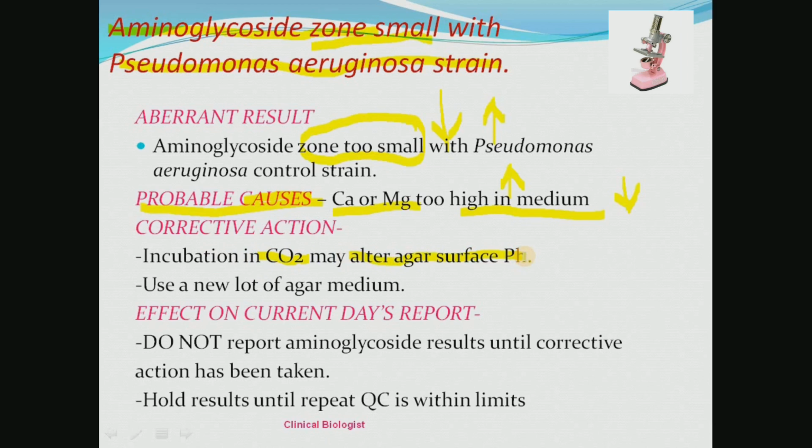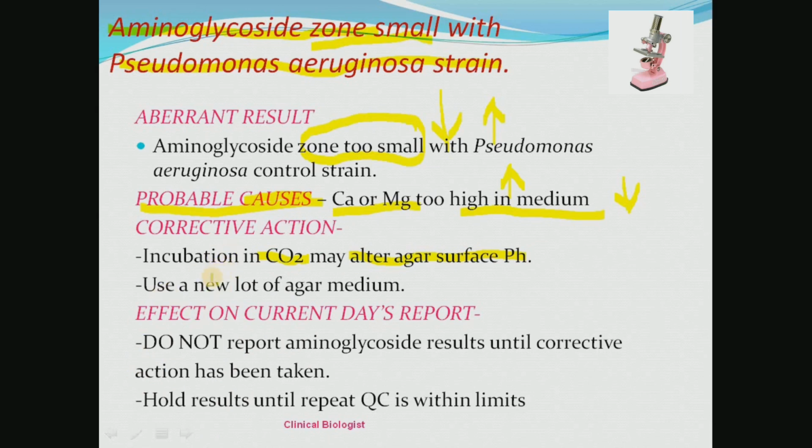Okay, so once the agar surface pH is altered, there may be a variation in the results, and that's why the calcium and magnesium will change when you put the plate in a carbon dioxide incubator. This is one thing. Another thing: use a new lot of agar medium. Of course, when the pH is different and there is a high or decreased quantity of calcium and magnesium, please use a different lot of agar medium to test the aminoglycoside on the Pseudomonas aeruginosa control. Okay, so remember this point.